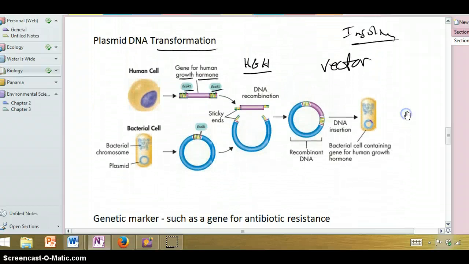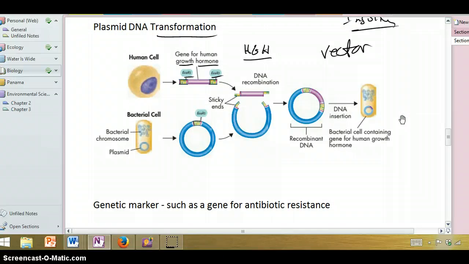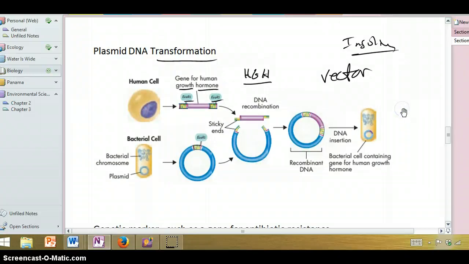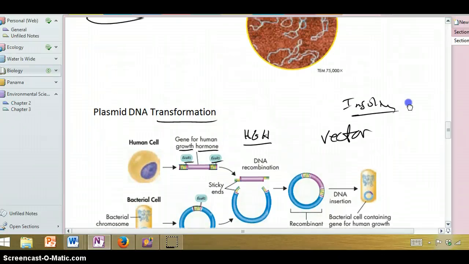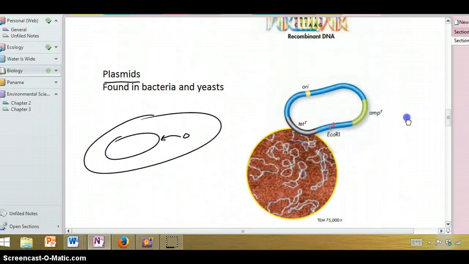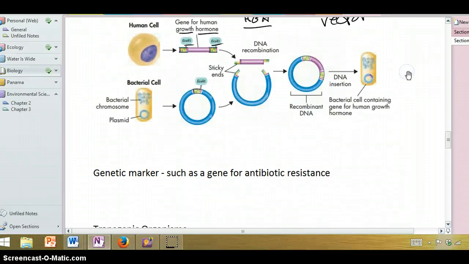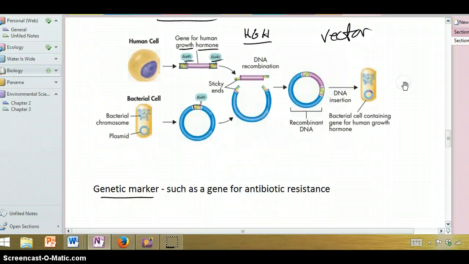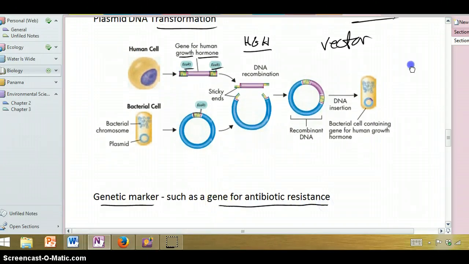Now, this transformation process is not foolproof. It's not 100% efficient. Sometimes the plasmid is taken up and sometimes it isn't. Sometimes once the plasmid is taken up, the genes are transferred to the main chromosome, sometimes they're not. So the question is, how do we find out which of our bacteria have successfully taken in the human gene? Well, what you do is you use a genetic marker, and often that is a gene for antibiotic resistance.